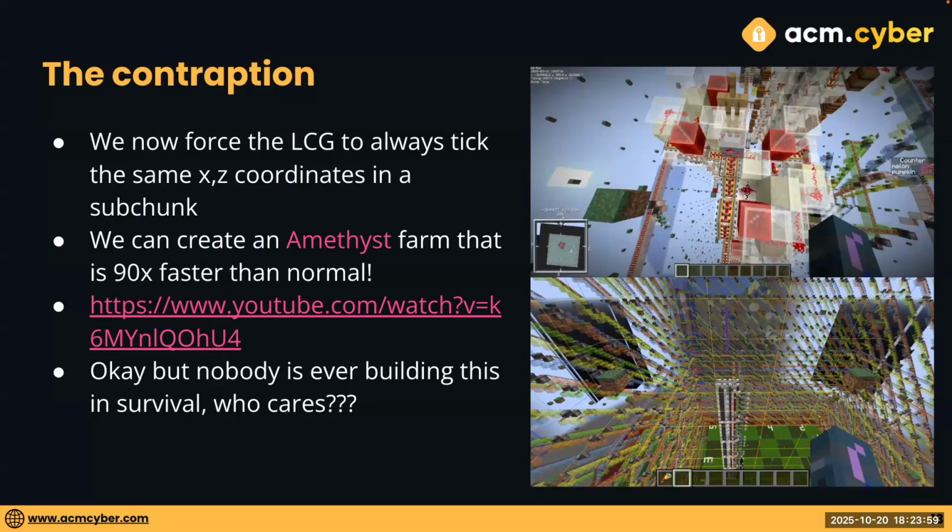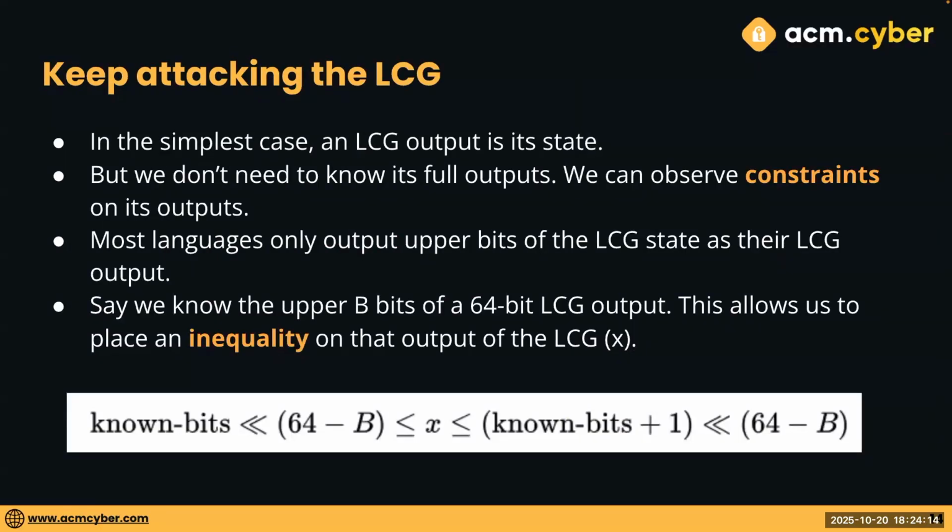But the thing is, you have to have exactly 8,192 tickable subchunks in your world, which means you have to delete the rest of your world. So no one is ever building this in survival, because who is building something like this? This is actually insane. So there are some more practical things you can do with this. So going back to the LCG, in the simplest case of an LCG, it'll just output its entire state.